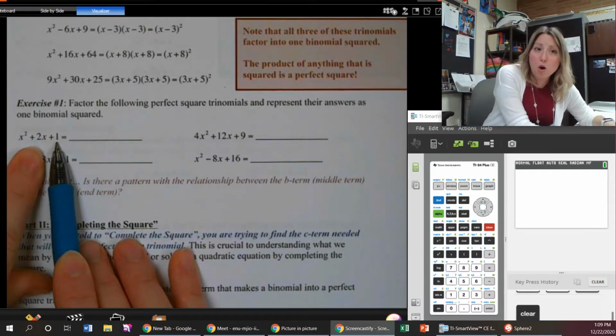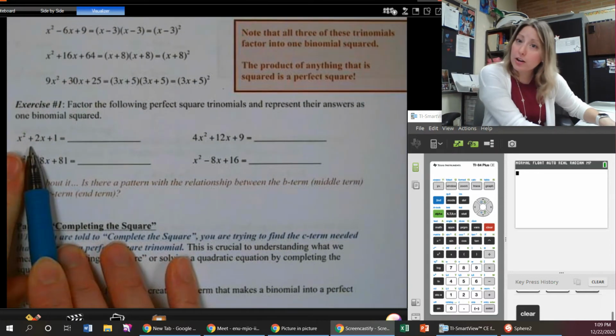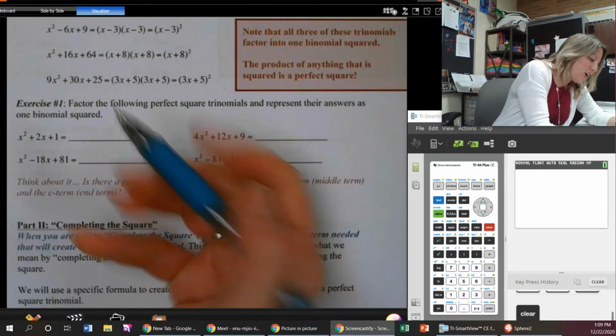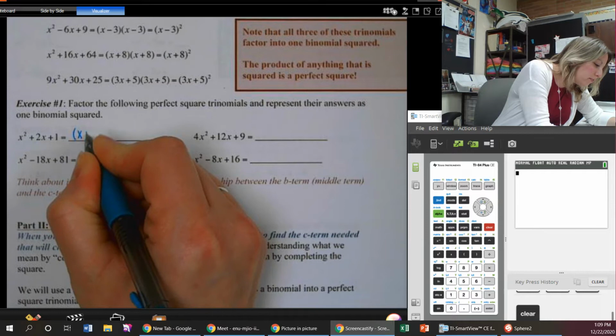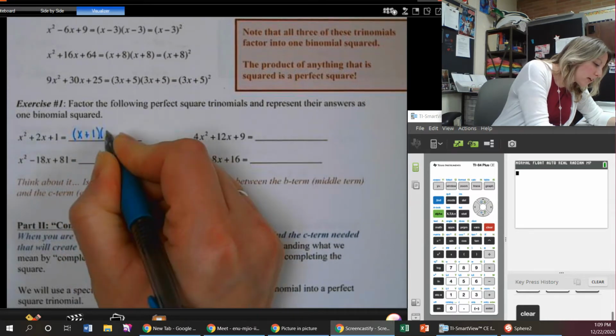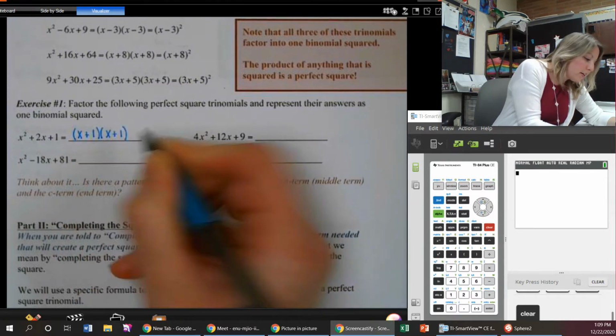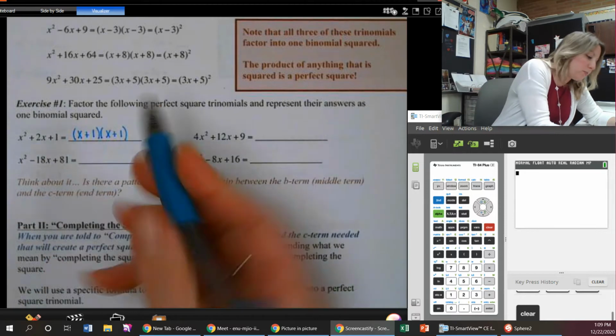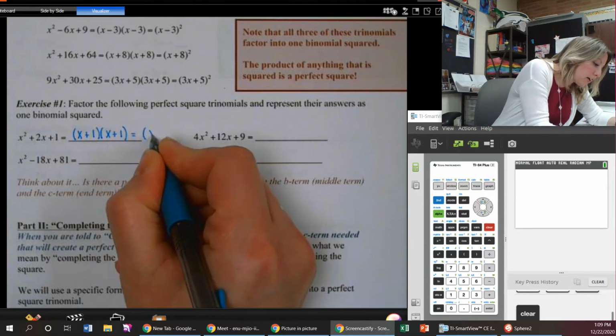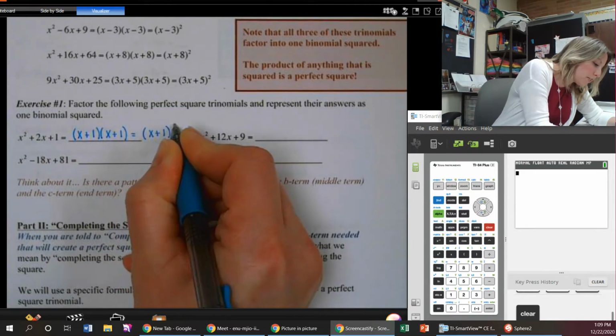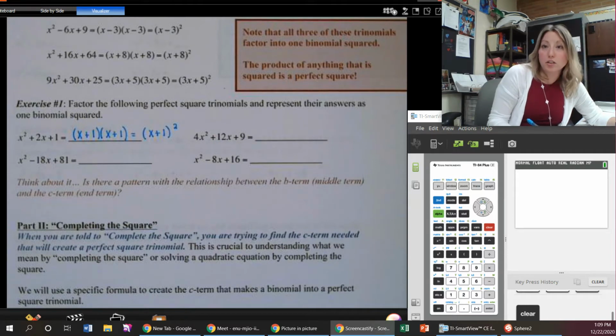What are the factors of 1 that will add to give me 2? Well, the only factor of 1 is 1. So x plus 1 times x plus 1 is the factored version, which means that you can write it as x plus 1 squared. Awesome.